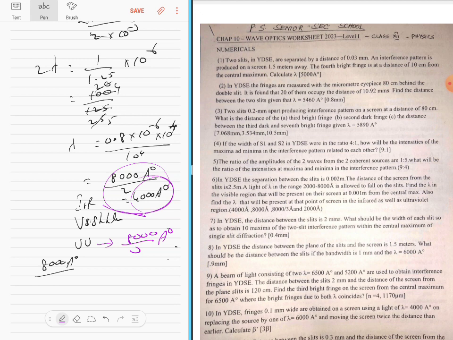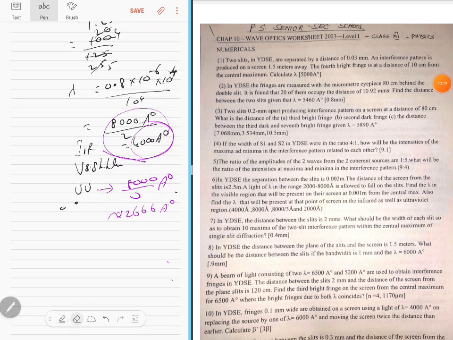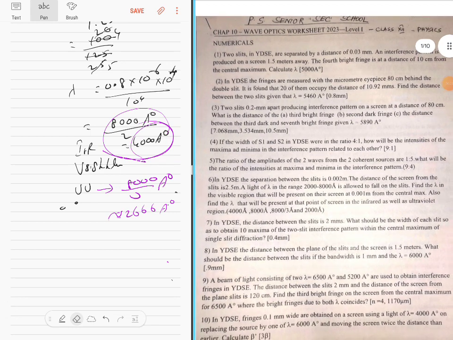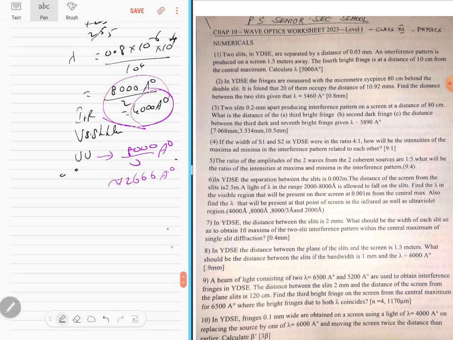Find the value that will be present at a point on the screen both in infrared and ultraviolet region. Find the lambda that will be present both in infrared and ultraviolet region. Let me think. And regarding the last part, I don't know. The 2000 Armstrong, find the wavelength that will be present in both infrared and ultraviolet. That's something let's discuss in class and figure that out. Then you can WhatsApp me and I can explain to you.